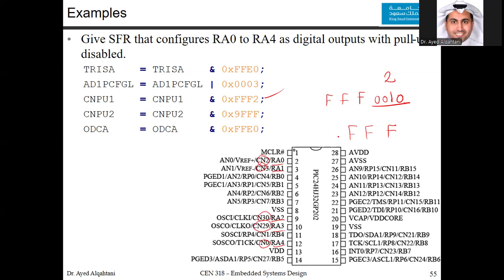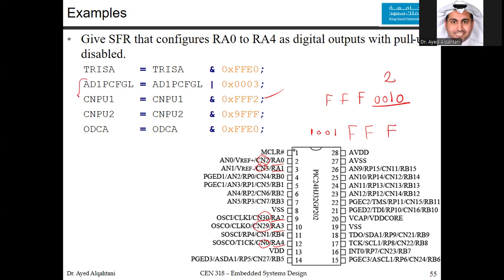So I should have it as 1, 0, 0. This is 29 and this is 30. They are zeros, and 1 for the last one. So I keep it 9. 0x, F, F, F, and 9 for the second pull-up enable.